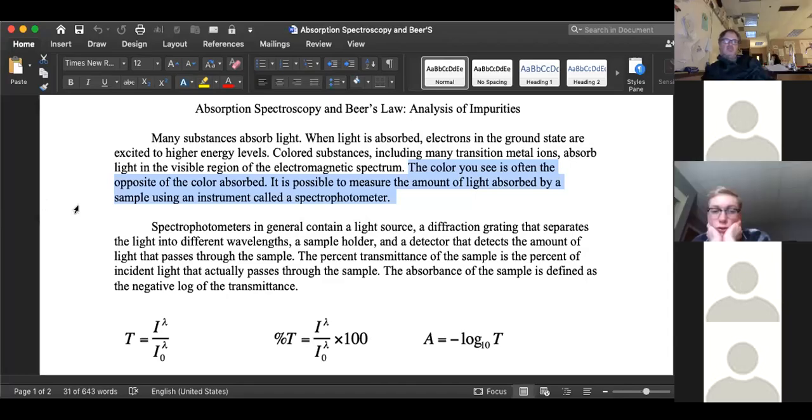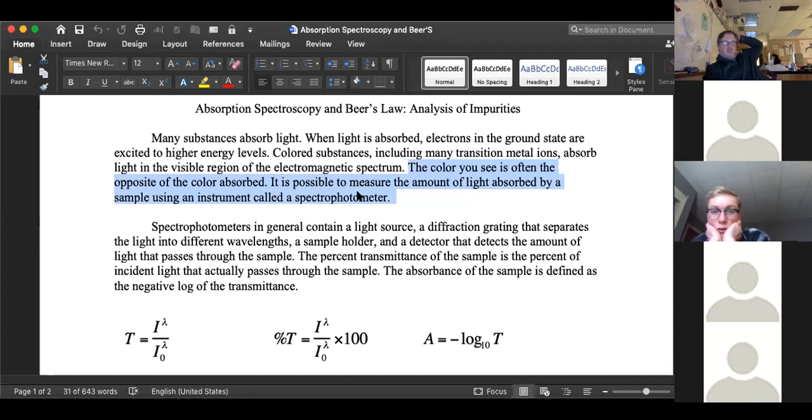So the color that you see is not what's being absorbed, it's what's being reflected. A lot of times, if you know the wavelength of what you're actually seeing, the wavelength of what is being absorbed is going to be the opposite of it, in a sense, like the opposite color range.